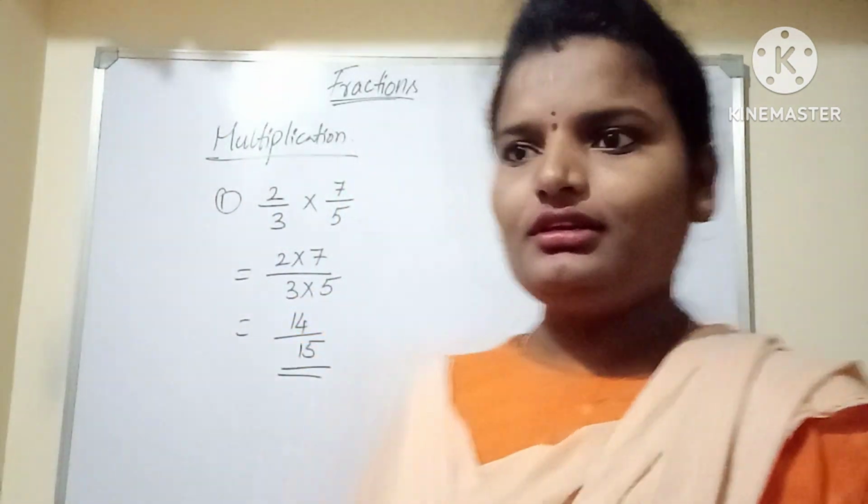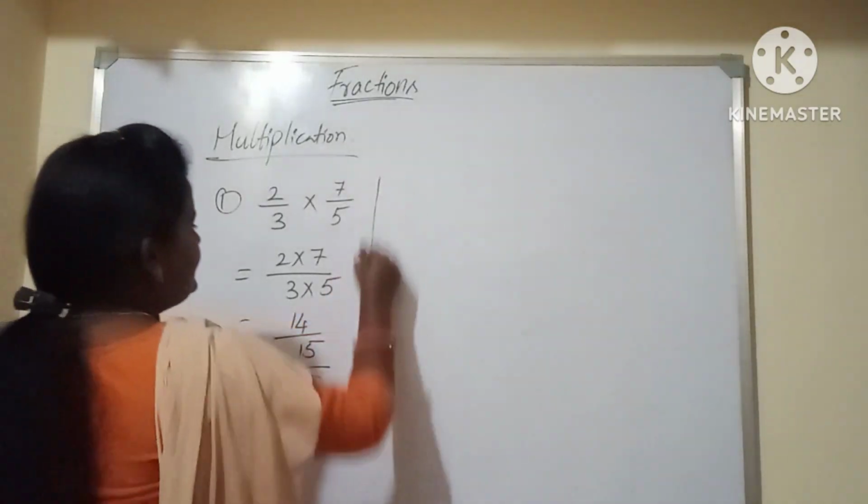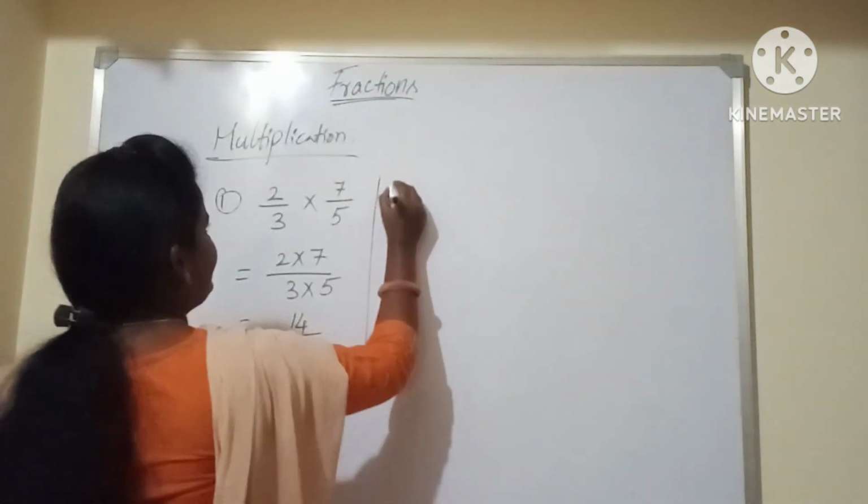So we can stop till here only. No need to simplify also. Right? Okay. Next another example we will see for the multiplication only.